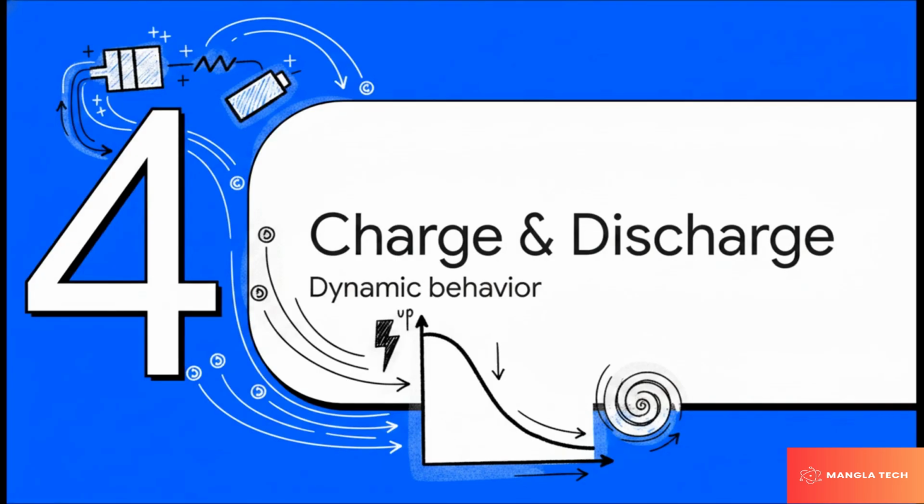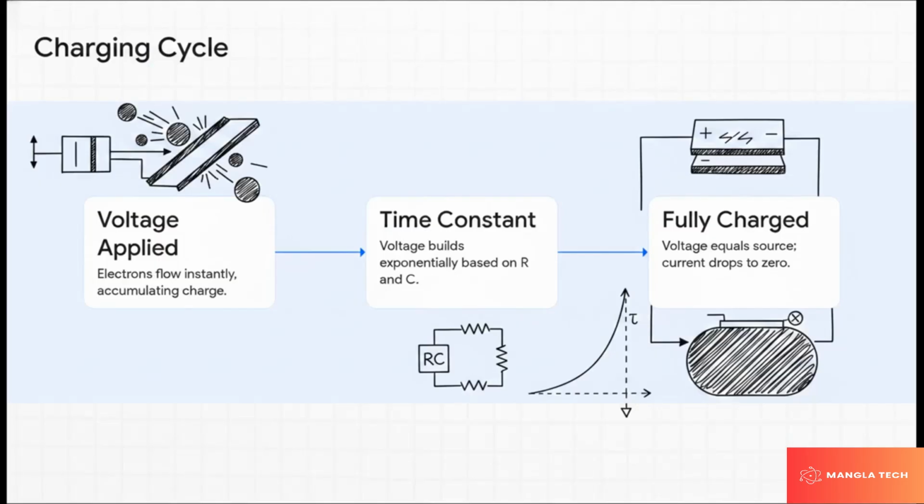Section 4. Charging and discharging. Dynamic behavior in circuits. So how do capacitors actually act over time when you plug them into a live circuit? Well, when you connect a DC voltage to an uncharged capacitor through a resistor, creating an RC circuit, the charging isn't instantaneous. It happens in distinct chronological steps.